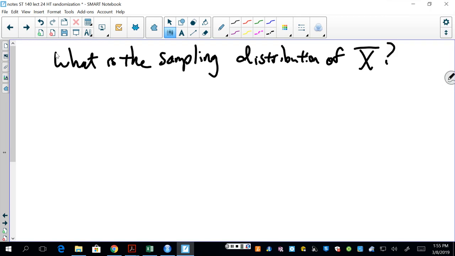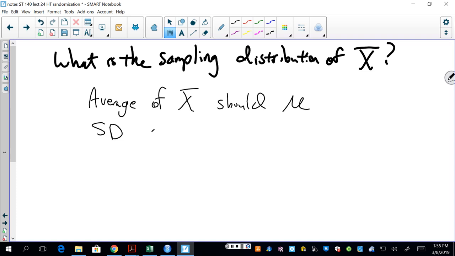Well, the average of X bar should be this mu parameter, whatever it is. As for the standard deviation of X bar, if the standard deviation of an individual X was sigma, it should be sigma over square root of n. So it gets tighter, it gets more precise as you get more samples. And by the central limit theorem, X bar should be approximately normal.